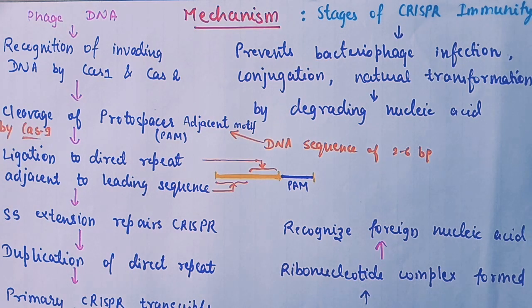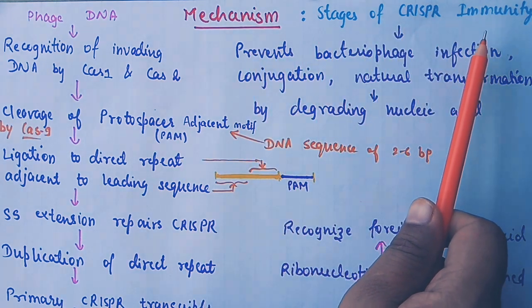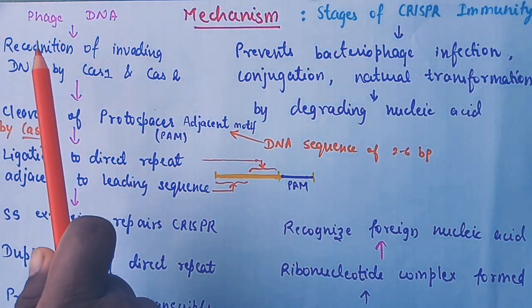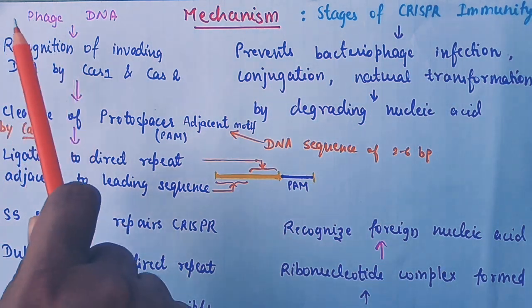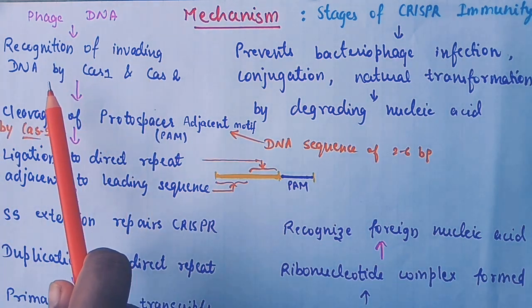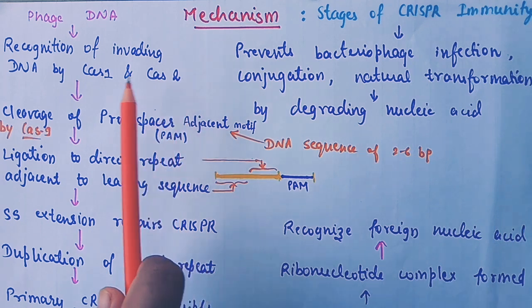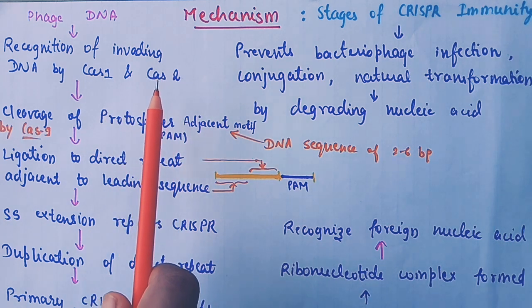Now let's see the mechanism of CRISPR genes, what they actually do. It has various stages of CRISPR immunity. So let's see these stages. First of all, when the viral genome enters inside the phage, so the phage DNA, then the recognition of the invading DNA by Cas1 and Cas2 proteins. These two proteins are now responsible to identify the specific phage DNA.